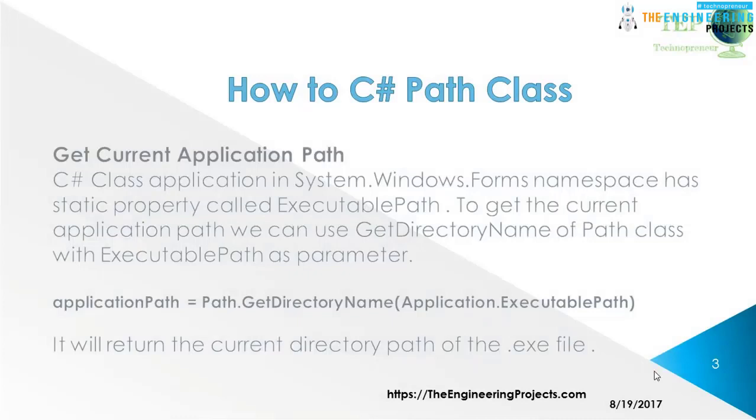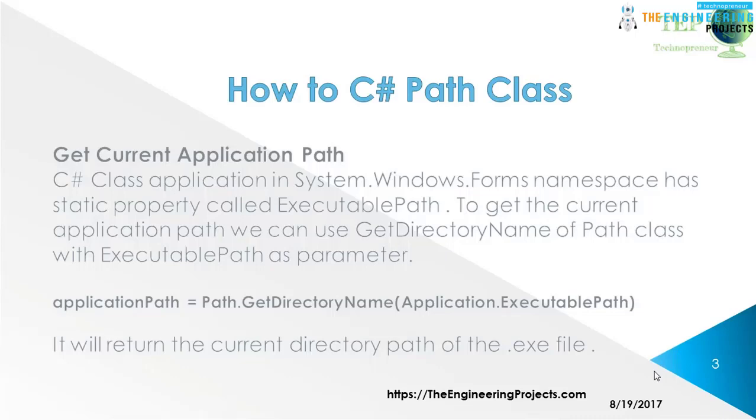Get current application path. The C# Application class in the System.Windows.Forms namespace has a static property called ExecutablePath. To get the current application path, we can use the GetDirectoryName method of the Path class with ExecutablePath as the parameter. For example, applicationPath = Path.GetDirectoryName(Application.ExecutablePath). It will return the current directory path of the exe file.